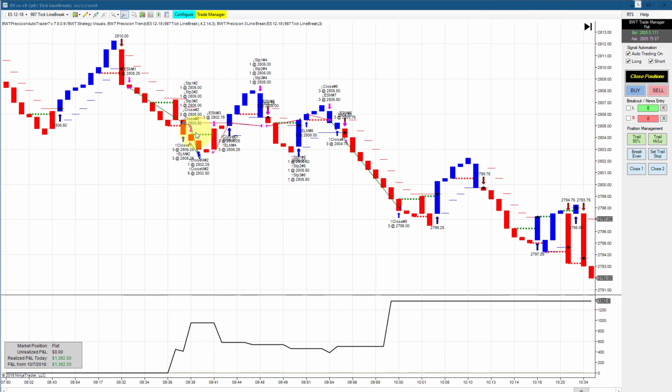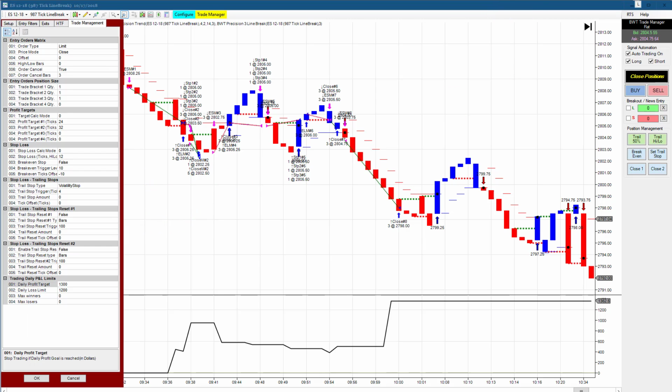Okay, next up is the E-mini S&P on a 987 tick 3-line break chart, and this did 1362 for the day. Our goal on this is 1,300, so this had about a point of positive slippage. Again, a limit order at the close of the bar.